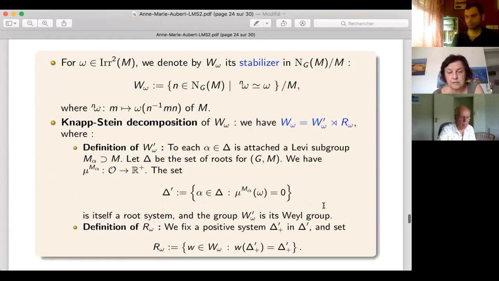And the point is that this W prime omega is a subgroup of W omega and admits a complement, and the complement is the group we denote by R sub omega, and it can be characterized as the elements in the big group W omega which send positive roots to positive roots. So this is a general feature that we will see again tomorrow in a different situation.